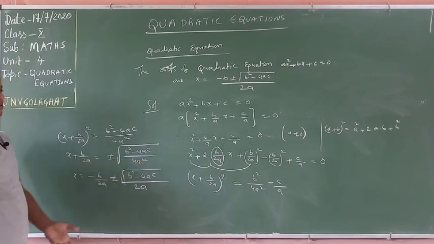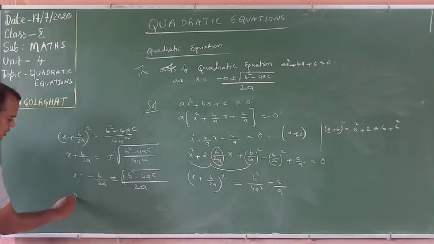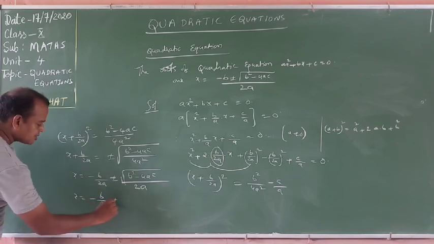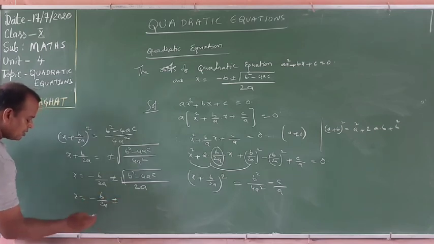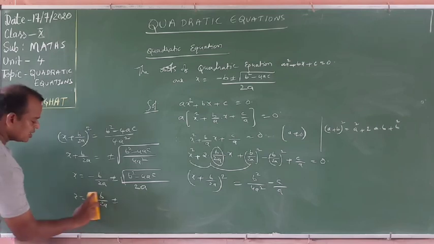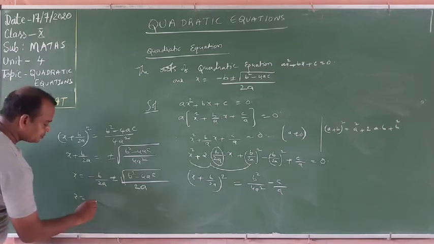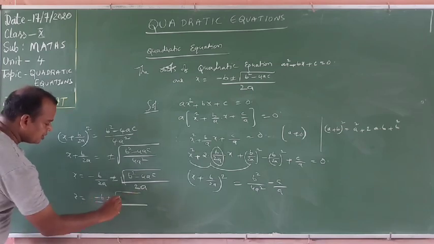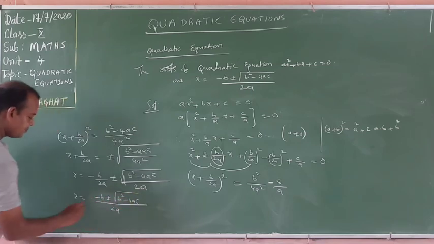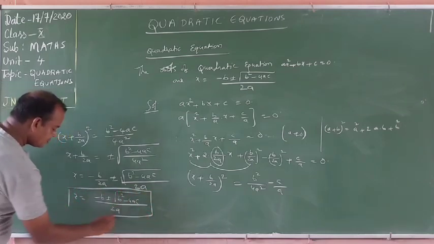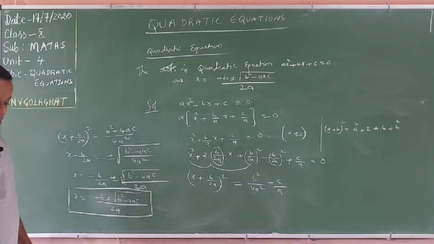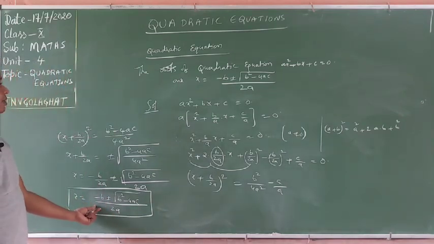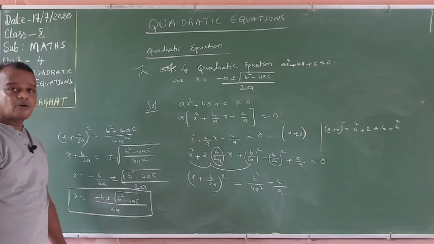The denominator 4a square, the root of 4a square means 2a. Now x is equal to minus b by 2a plus or minus... what is the LCM of this? 2a is the LCM. So x equals minus b plus or minus root over b square minus 4ac. By using this formula we can find the roots of the quadratic equation.